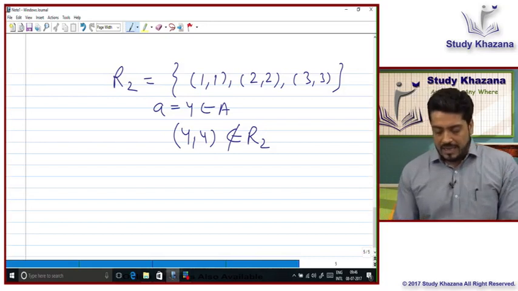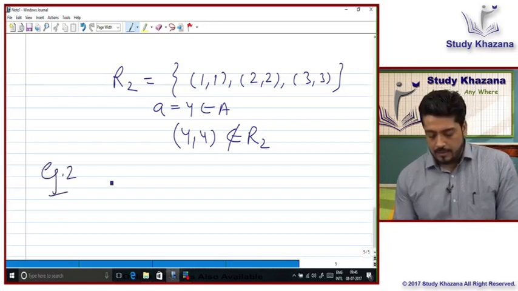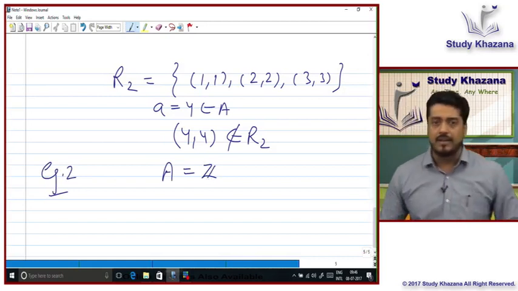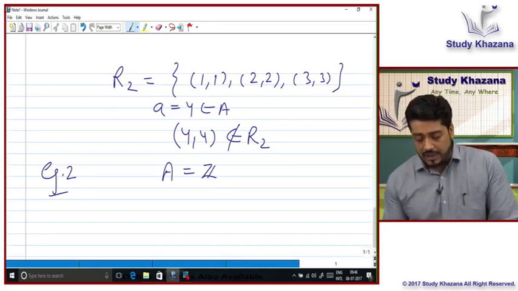For example, let us take A to be the set of all integers. The symbol for integers is Z. Now I'll define a relation R.